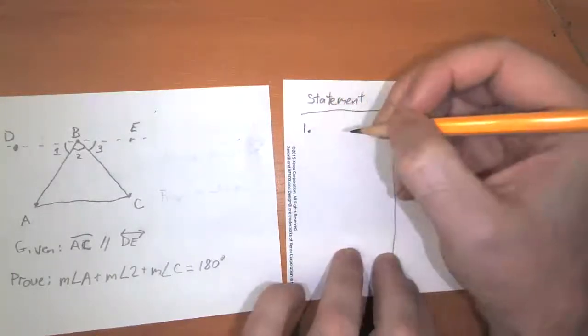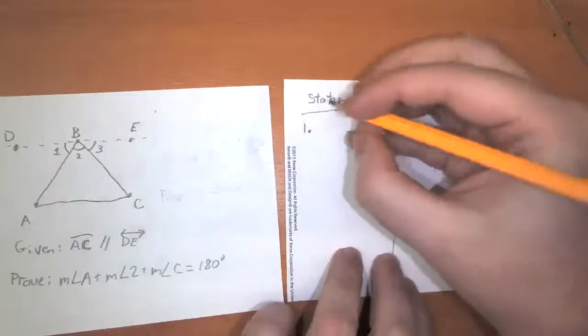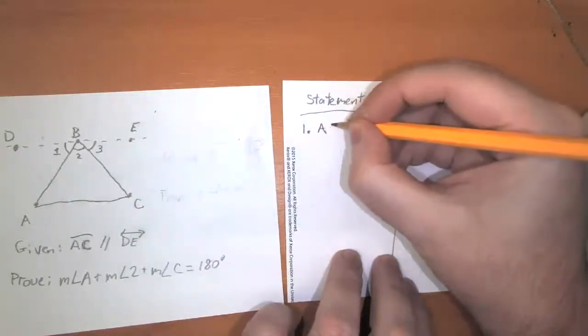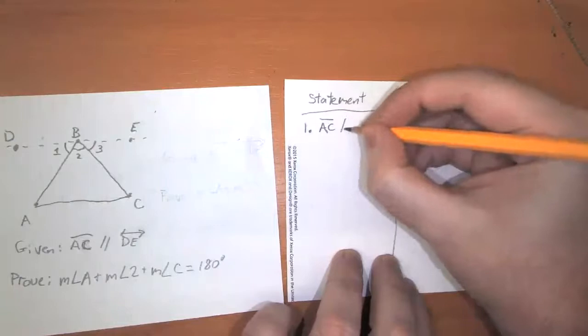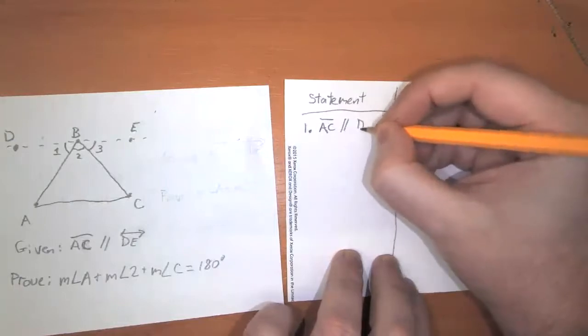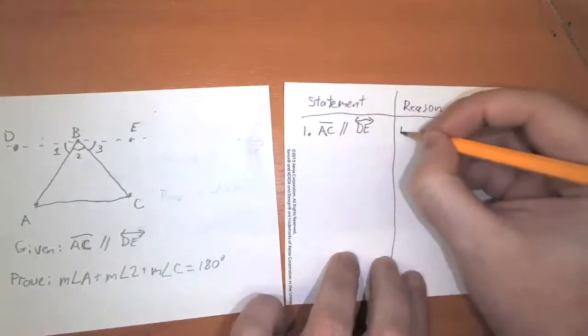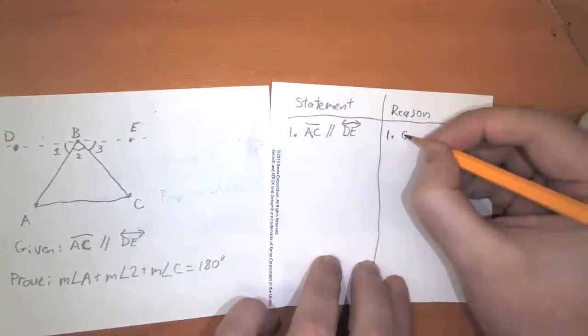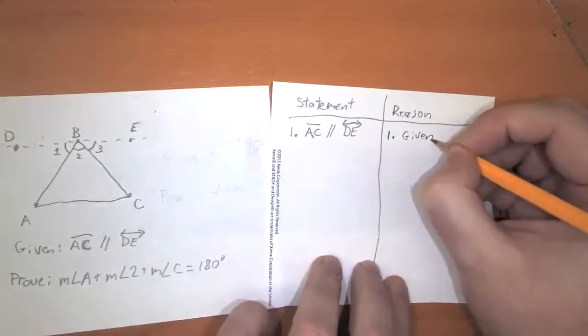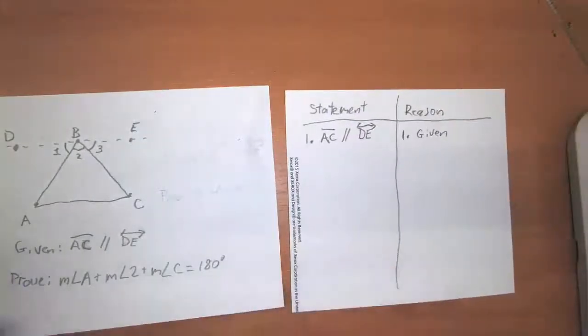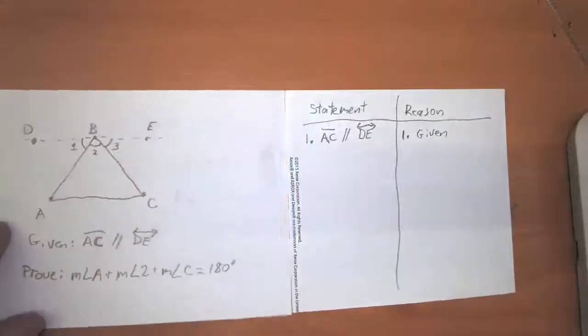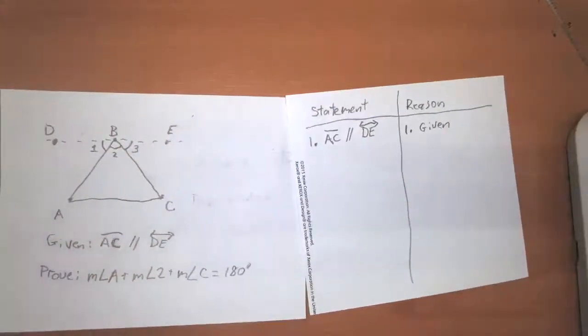the way we will probably always start off proofs is with our givens. So the line segment AC is parallel to line DE. And what was our reason for that? That is what we were given in this proof. All right, so because we've got these parallel lines, one thing that's really handy to look for is looking for corresponding angles or alternate interior angles. So do you see any in this diagram?